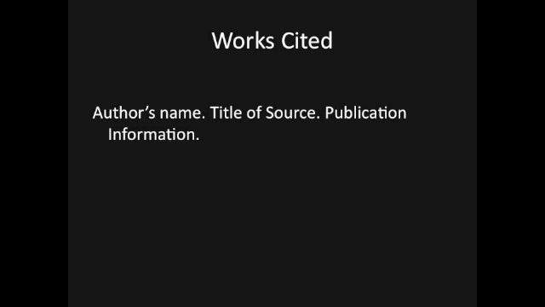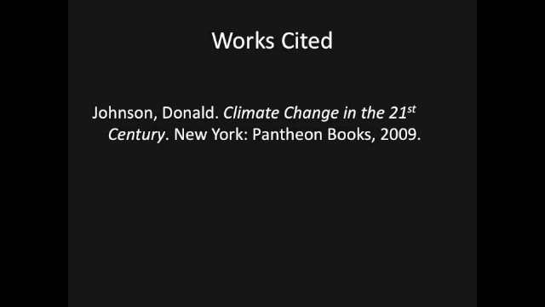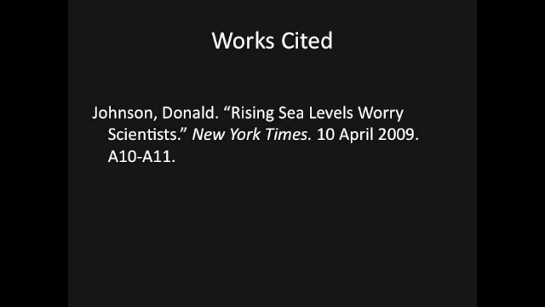Now, for a book, that may be the author's name, followed by the title of the book, followed by publication information for the book, like the place of publication, the name of the publishing company, and the date of publication. For other kinds of sources, the publication information may be different. So if it's a newspaper article, you might need the author's name, the title of the article, and then where that article was published. In other words, what newspaper it was published in, which issue, in other words, which day the newspaper came out, and what page of that particular issue that article is found on.